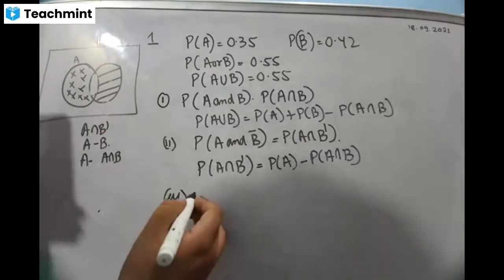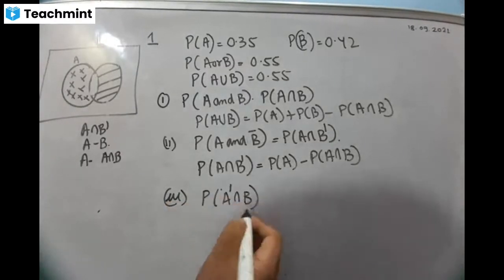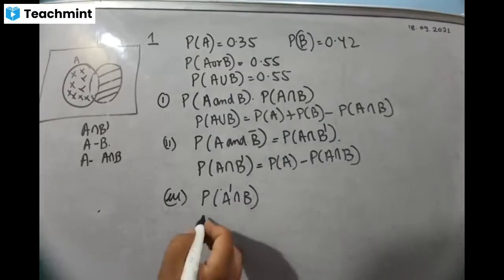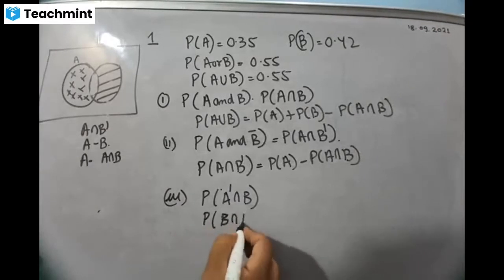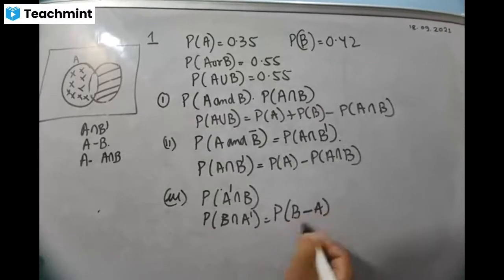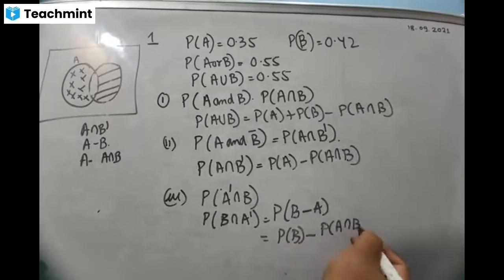So this is the formula. So once you know the formula, you can easily substitute the value and get the answer. Similarly, the third one they have asked is probability of A complement intersection B. This can be written as probability of B intersection A complement, which in turn can be written as probability of B minus A, which in turn can be written as probability of B minus probability of A intersection B. Is that clear, everyone? Yes or no, please? I'm waiting for your answer. Yes, sir. Okay, so why don't you all try these questions?